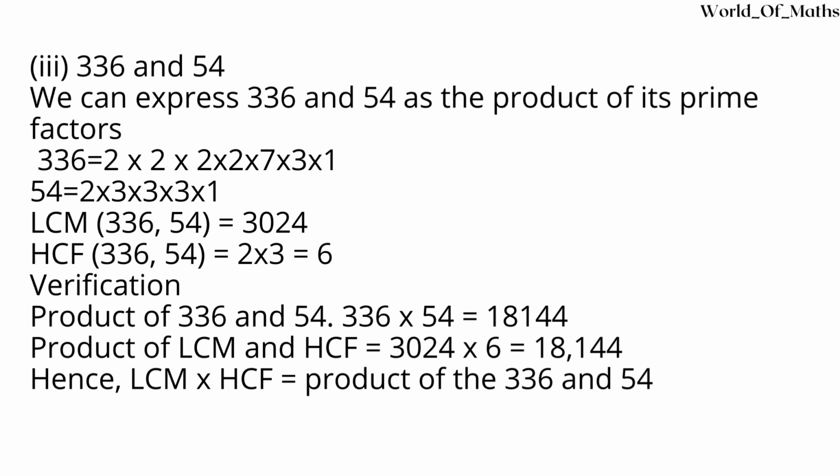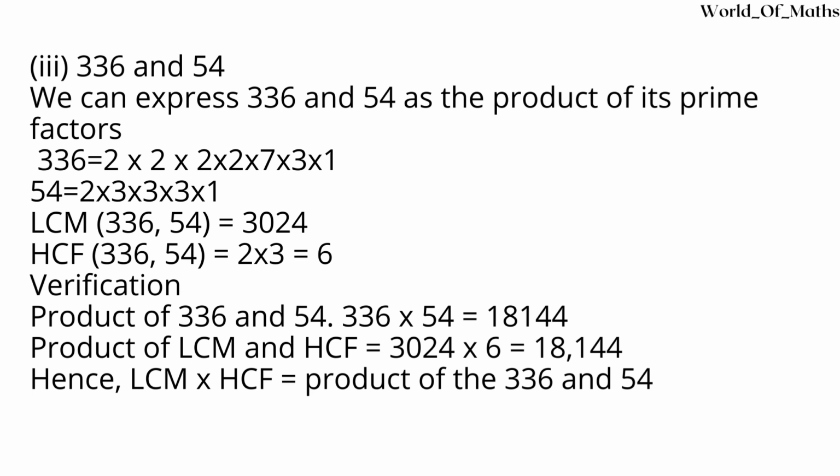For 336, we will get 2 multiplied by 2 multiplied by 2 multiplied by 2 multiplied by 7 multiplied by 3 and multiplied by 1. 54 can be expressed as 2 multiplied by 3 multiplied by 3 multiplied by 3 and multiplied by 1. I am not showing the prime factorization here because we have seen that in the previous classes and also previous videos, which is very familiar to you.